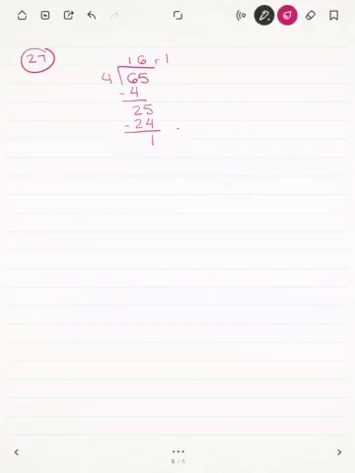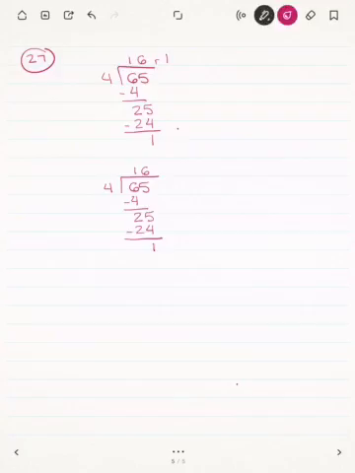Okay, so now I'm going to work it out doing a decimal. Same problem. So 4 goes into 6 one time. 1 times 4 is 4. 6 minus 4 is 2. Bring down my 5. 4 goes into 25 6 times. 6 times 4 is 24.